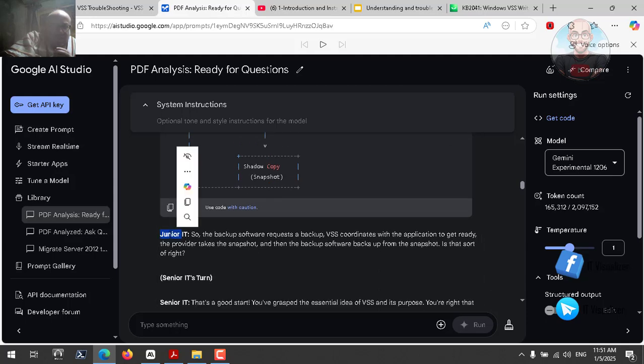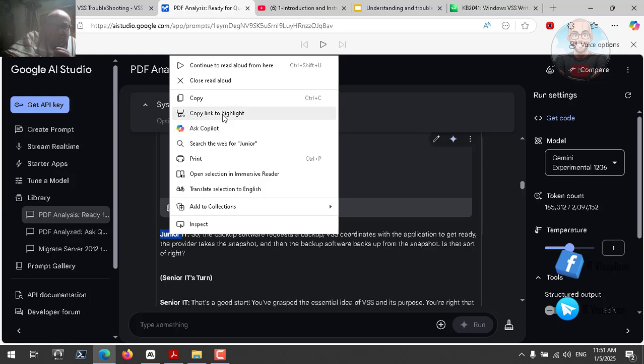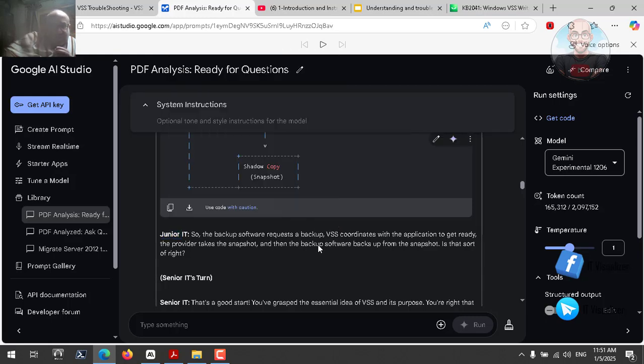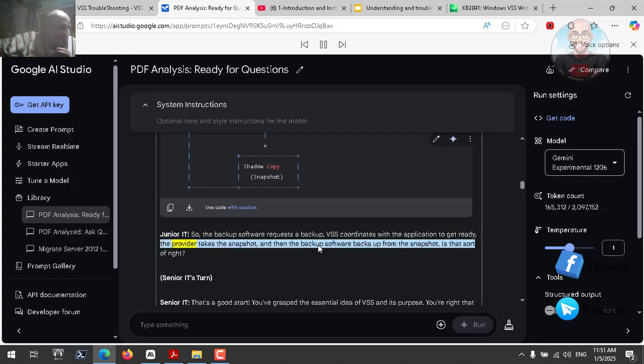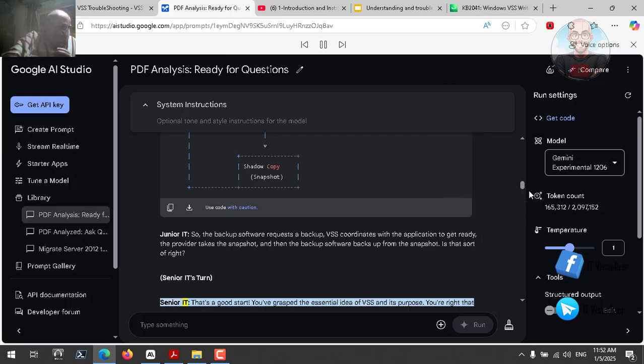So if you go there and try to read the answer, Junior IT: So, the backup software requests a backup, VSS coordinates with the application to get ready, the provider takes the snapshot, and then the backup software backs up from the snapshot. Is that sort of right? Senior IT's turn. Senior IT.